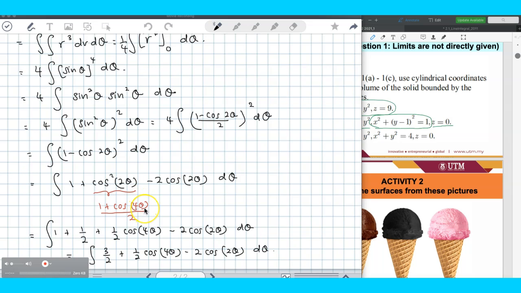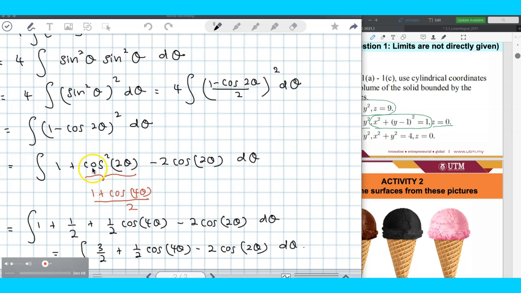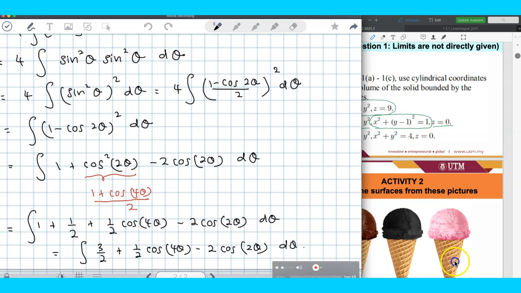So then you have to substitute this one and then simplify. You will get the 3/2 and so on here. I'm sure that you can see this one, right?